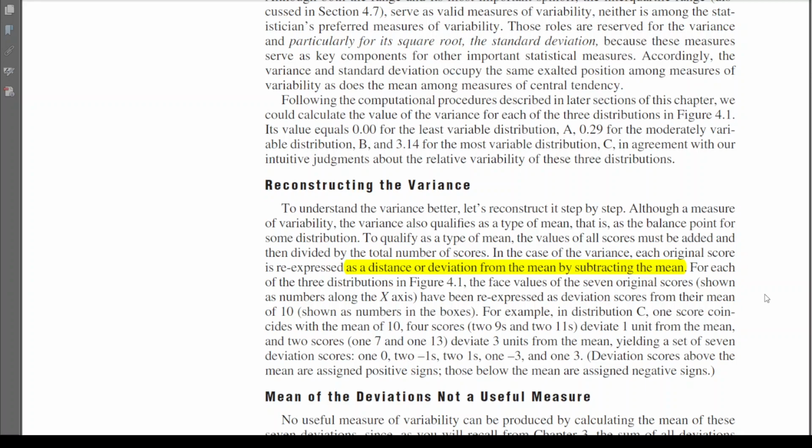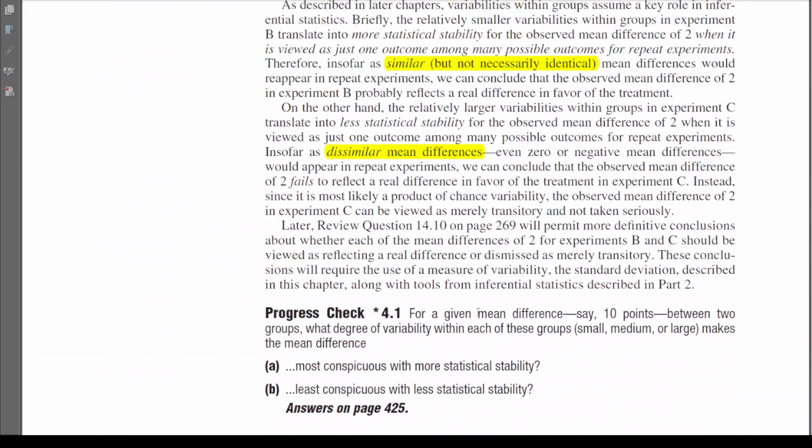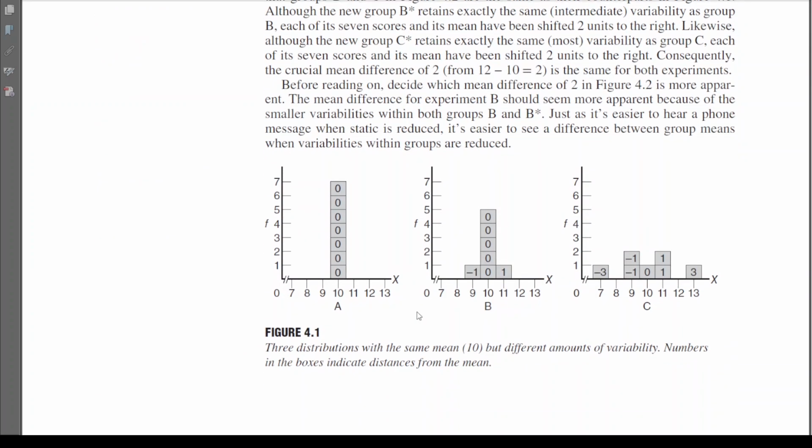For each of the three distributions in figure 4.1, the face values of the 7 original scores shown as numbers along the x-axis have been re-expressed as deviation scores from their mean of 10, as shown by the numbers in the boxes. Let's see. Here, all the boxes in distribution A are labeled as 0, which signifies that all the data points in distribution A have 0 variability from the mean.